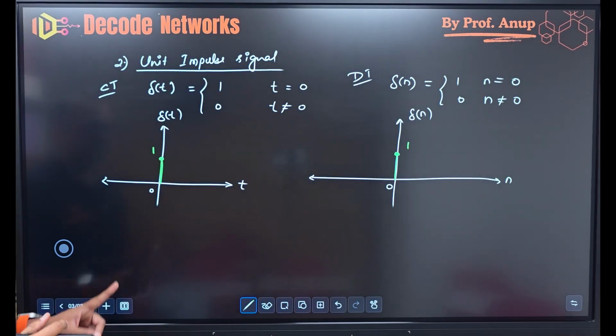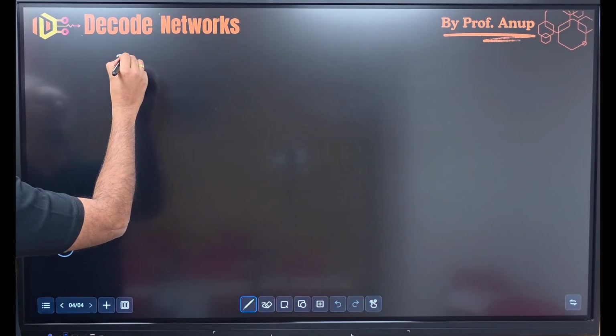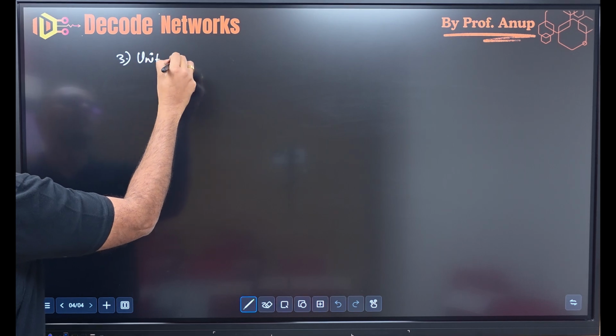Okay, this was unit impulse signal. Now, going with the third, the third is unit ramp signal.